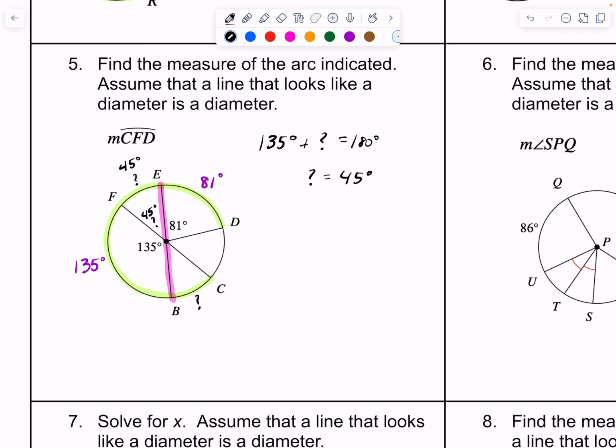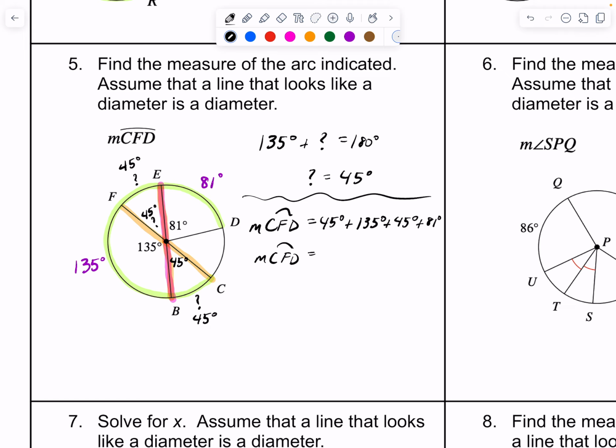All right. Now you should notice, I know I've got a lot going on with these colors, but this angle, F to the center to E, and then B to the center to C, those are vertical angles, which are always the same. So that's also going to be 45 degrees. And now I have everything I need to find the measure of arc CFD. So the measure of arc CFD is going to be equal to 45 degrees plus 135 degrees plus 45 degrees plus 81 degrees. Okay?